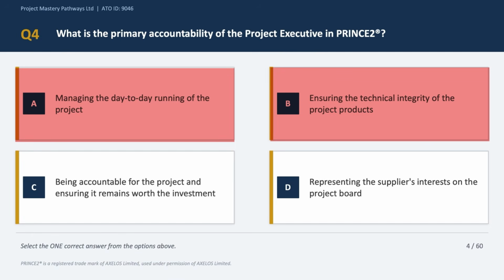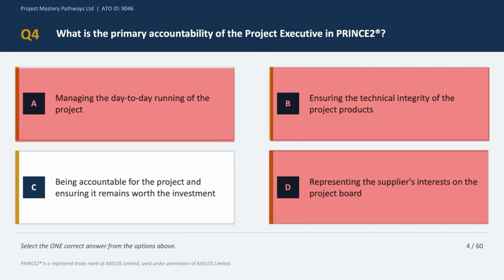Option D says representing the supplier interests. Again, this is the role of the senior supplier, not the executive. So option D is incorrect as well. So the correct answer is option C, which says being accountable for the project and ensuring it remains worth the investment. And the project executive is the single accountable owner of the business case. And this is what you need to understand from the overall role and accountability standpoint of the project executive.